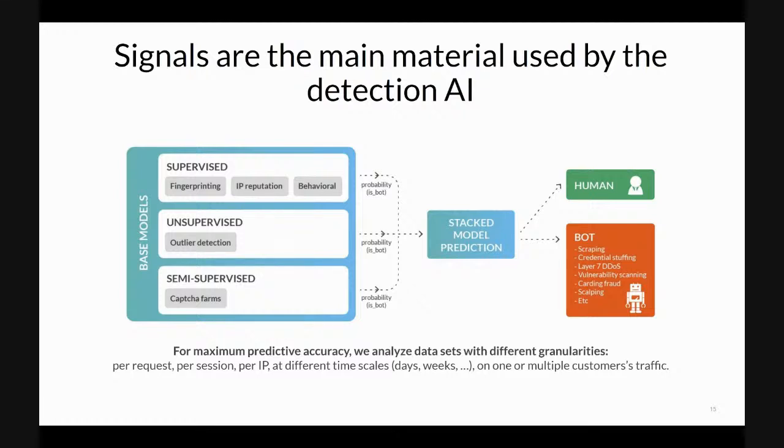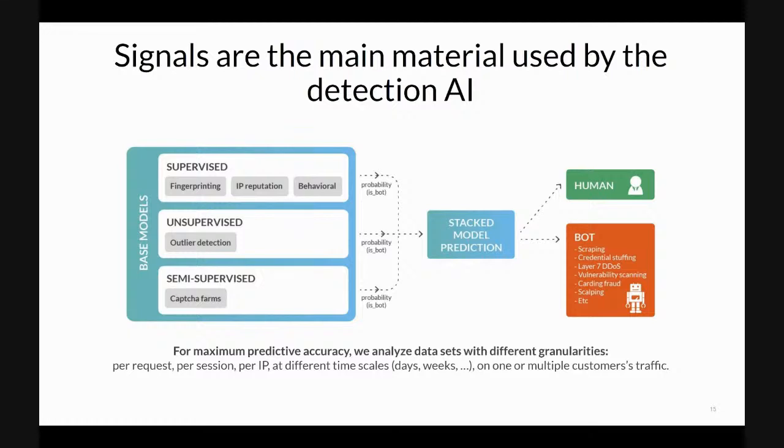We are using a large range of unsupervised machine learning, like outlier detection and traffic clustering, to detect any new unknown threats in real time. And finally, we are using semi-supervised machine learning for some specific use cases, for instance, fighting against the captcha farm. That's the moment when the bots and the humans are working together to generate threats on websites. We are stacking all those machine learning algorithms, and then we are able to take a final decision if the request is coming from a human or from a bot.